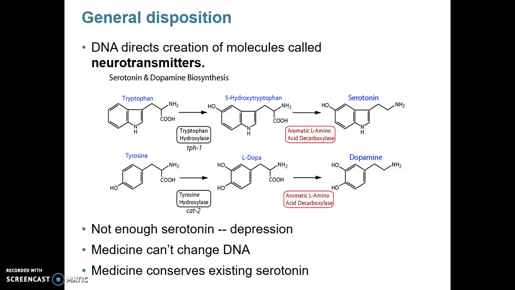Antidepressant medication doesn't change your DNA. It just helps your body conserve your existing neurotransmitters. So if the DNA you have, the genes you have, don't allow you to produce enough of these things, then you can take supplementary serotonin or supplementary dopamine to help compensate for what your DNA isn't allowing your body to do. Anyway, enough about that. Let's move on.